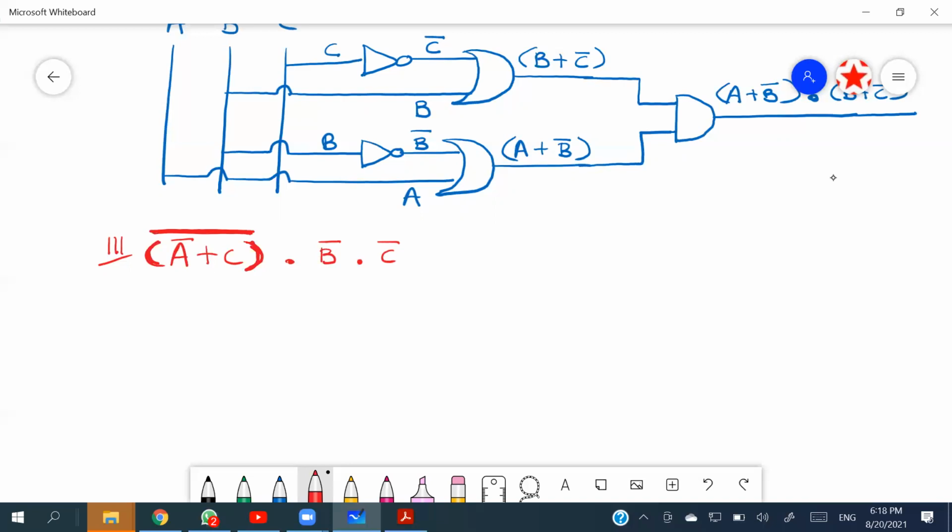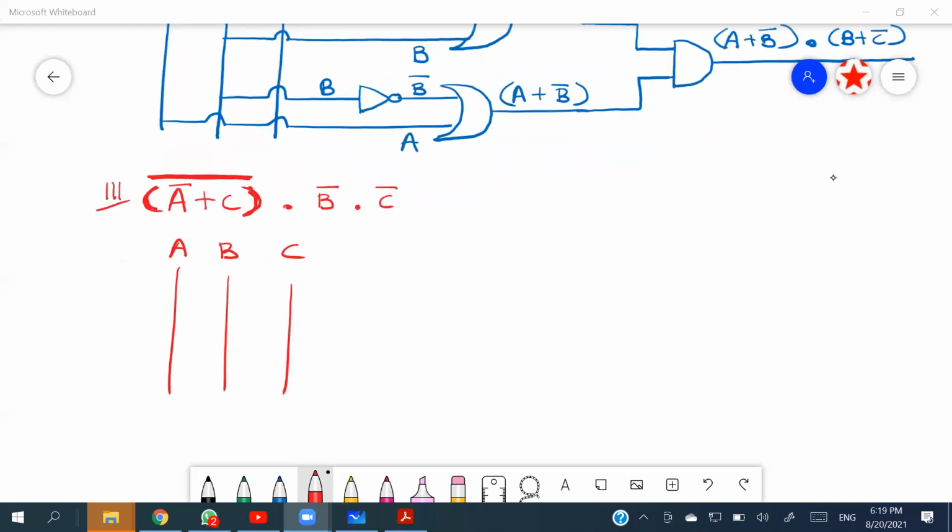So the same way, we got 3 variables, which are A, B, C. So we are having 3 input lines. First of all, I'm going to look into the brackets. Yeah, Dihan, it is this thing that I'm talking about. This big bar is outside of these brackets, right?